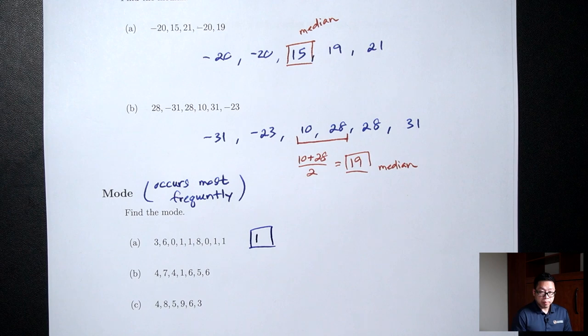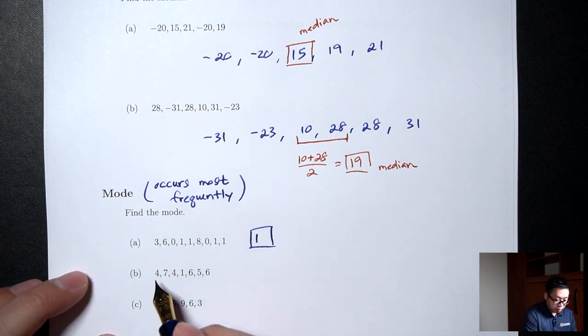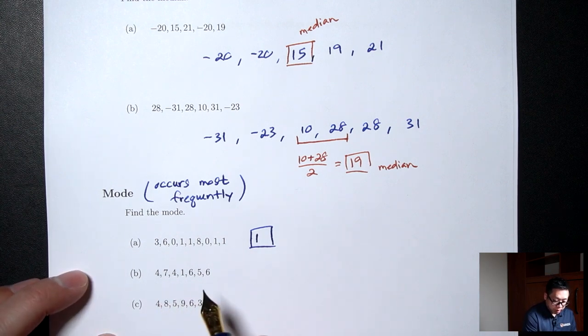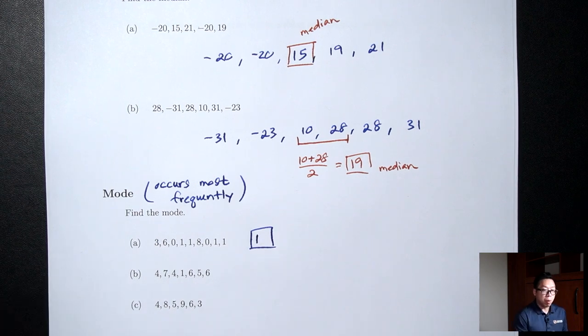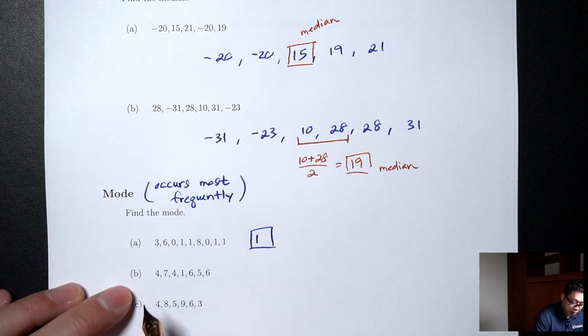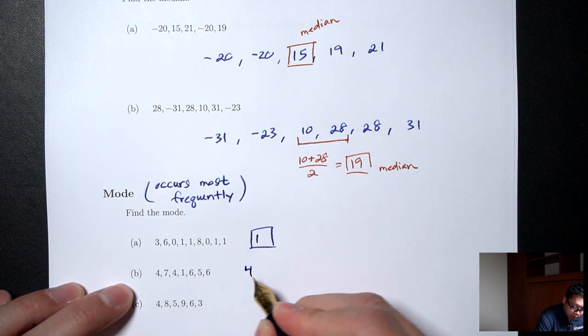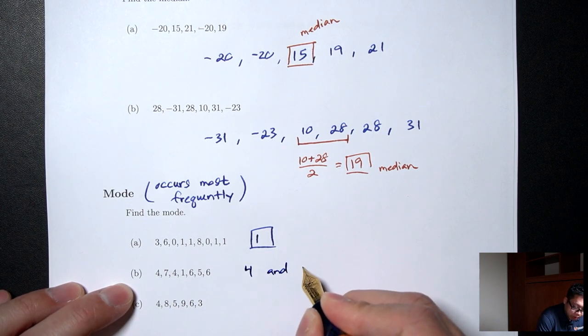Part B, which one occurs most often? Notice that here, there's a tie. The four occurs two times, the six occurs two times, and everything else occurred once. So when you have ties like this, both of those numbers are the modes. So here we have two modes, 4 and 6.